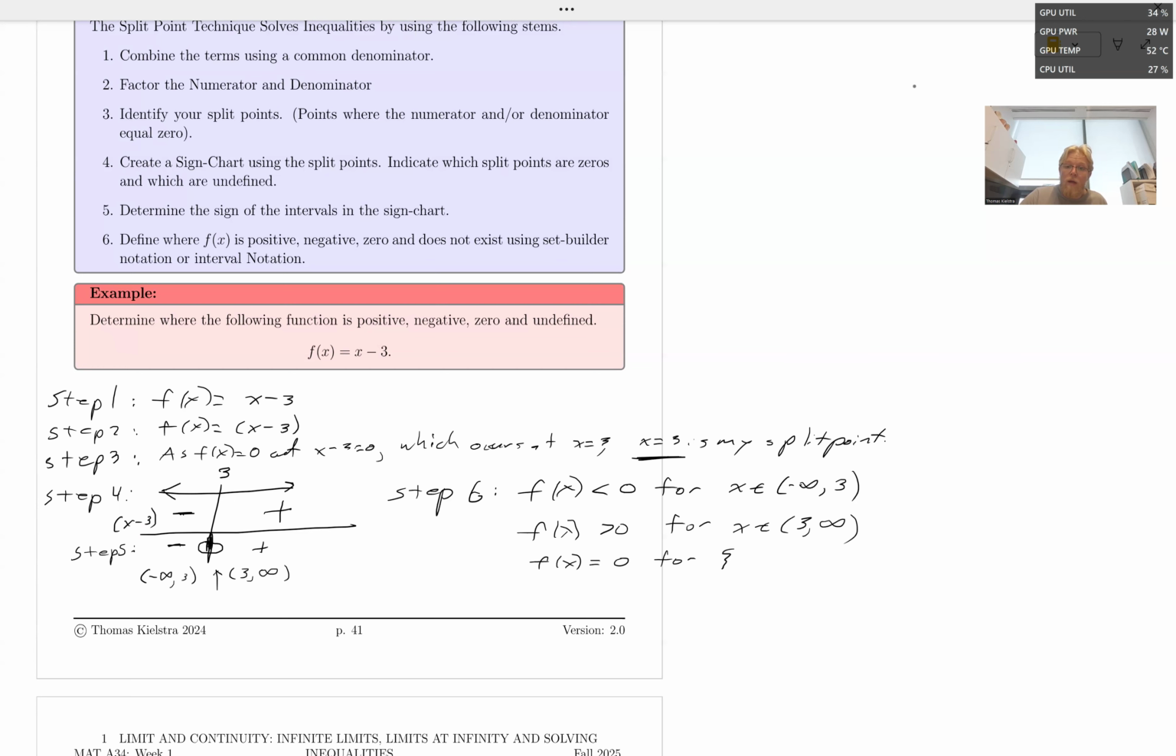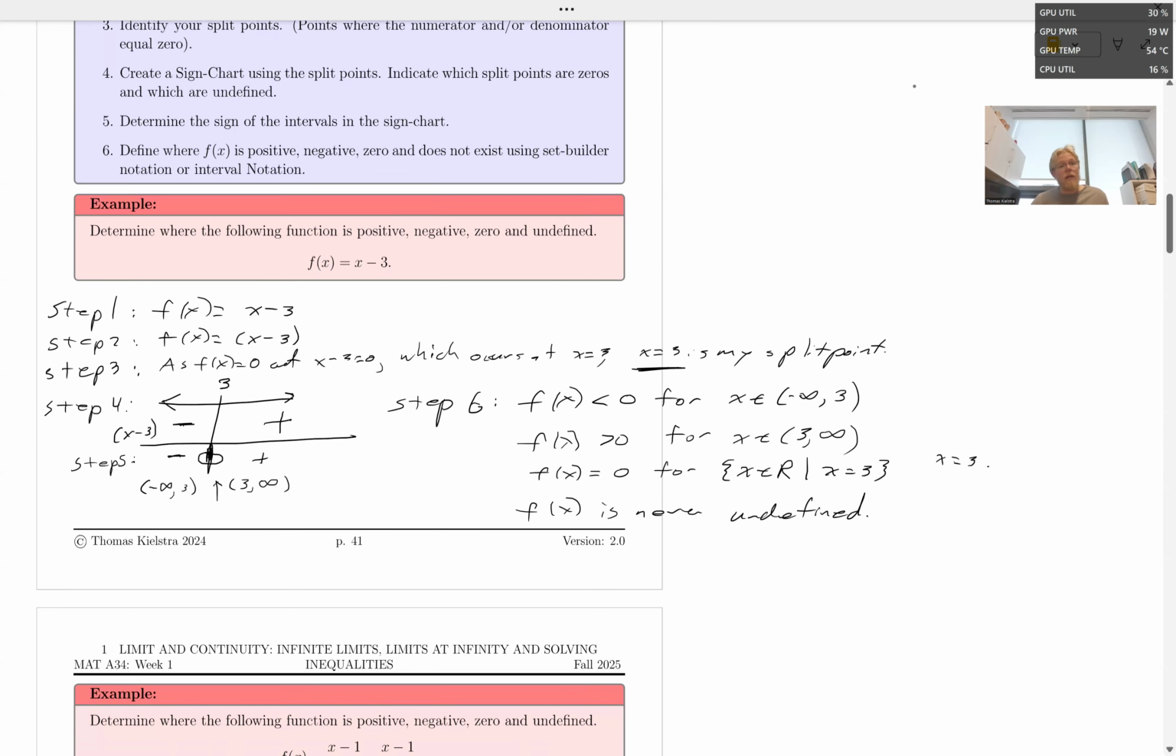And now it's x in the real numbers such that x equals 3, or you could simply write x equals 3. Okay. And f of x is never undefined. So we're always defined, we're good. And we have now told you where it's negative, where it's positive, equals 0, where it's undefined.